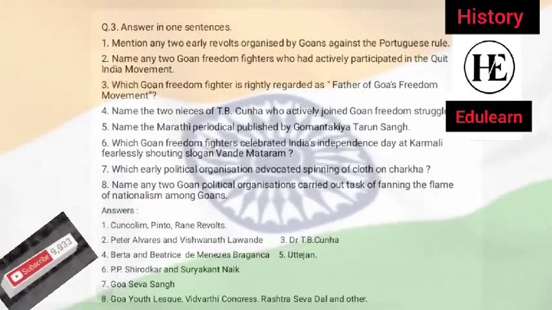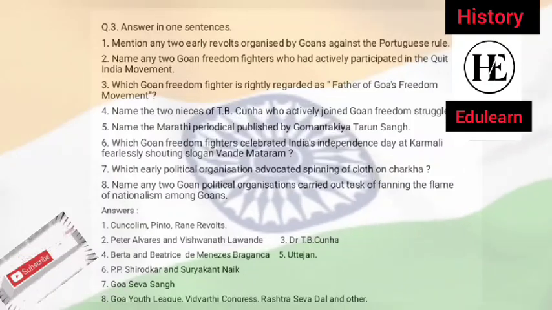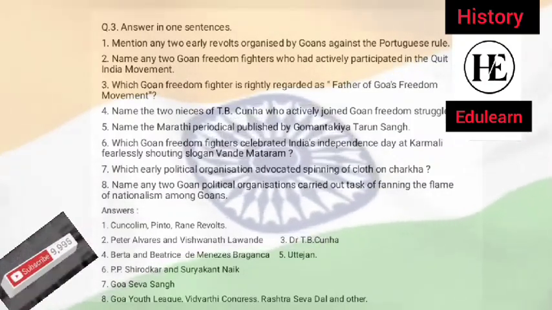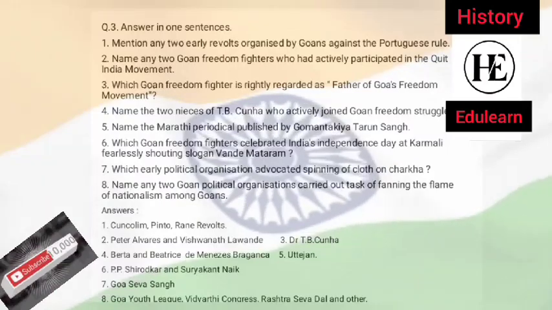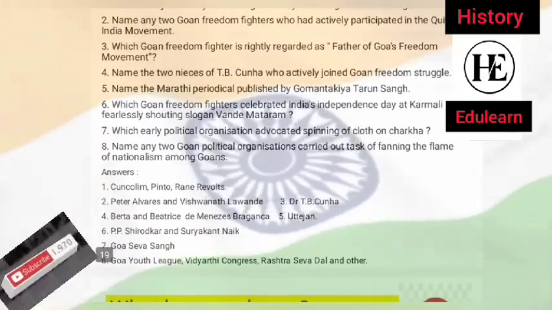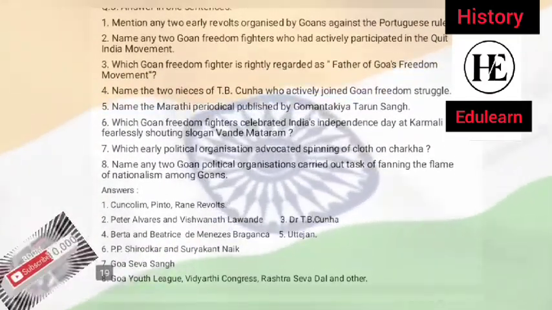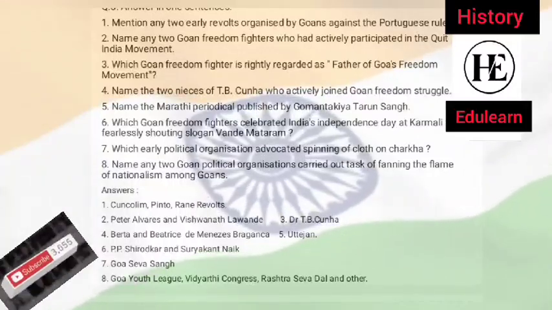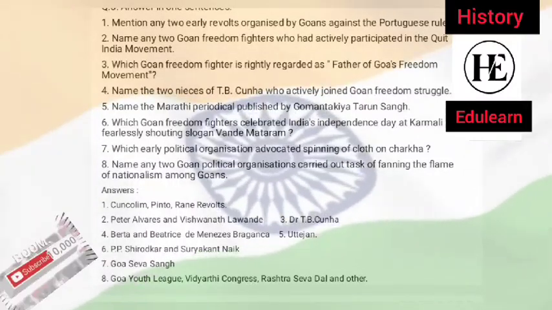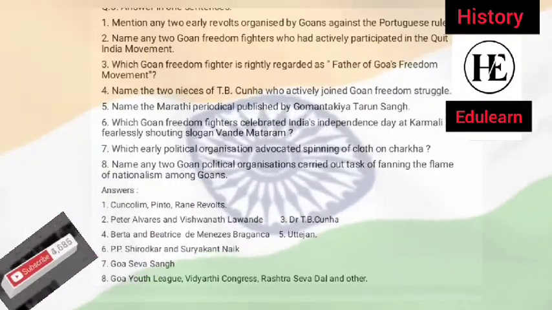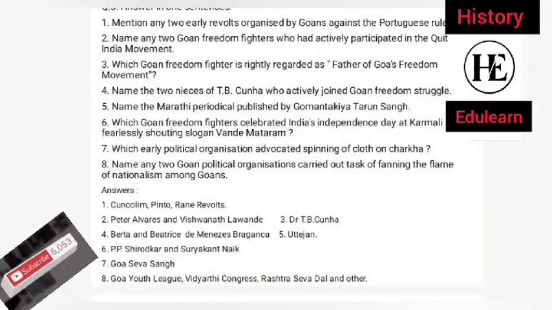Here are one sentence questions. Mention any two early revolts organized by Goans against Portuguese rule. Name any two Goan freedom fighters who had actively participated in the Quit India movement. Which Goan freedom fighter is rightly regarded as the father of Goa's freedom movement? The name is of T.B.Cunha who actively joined the Goan freedom struggle.